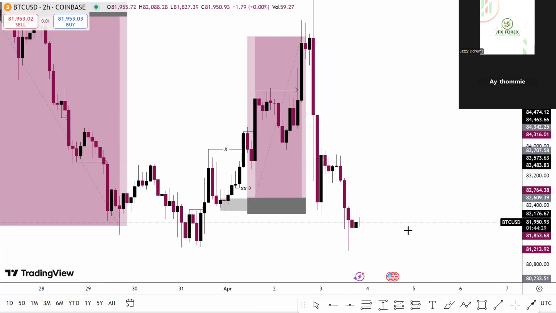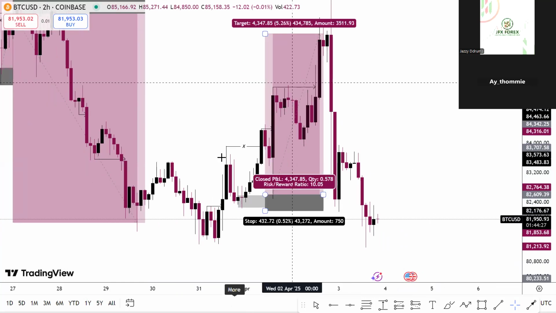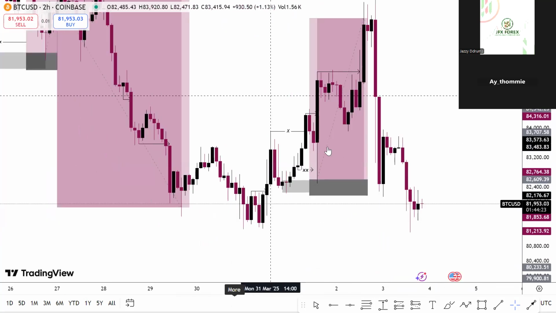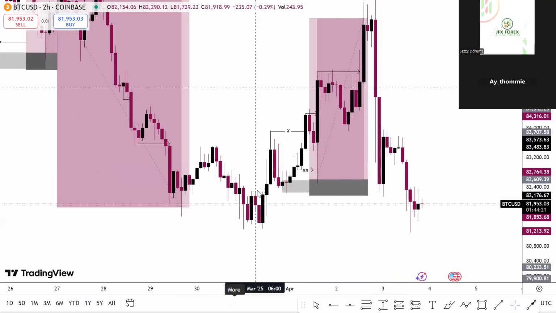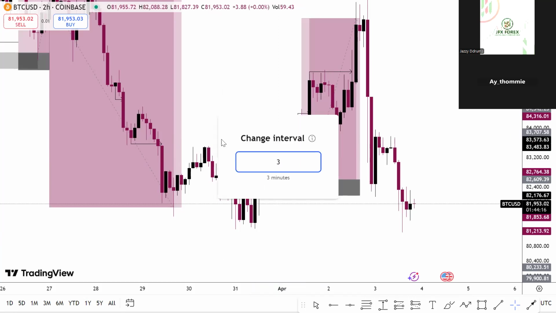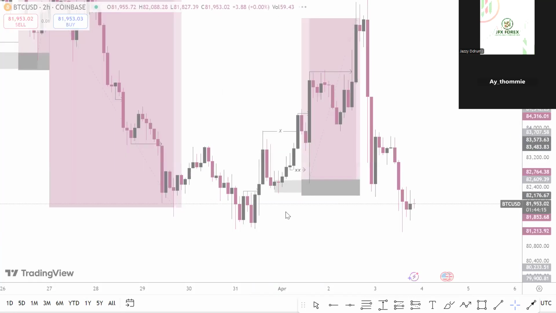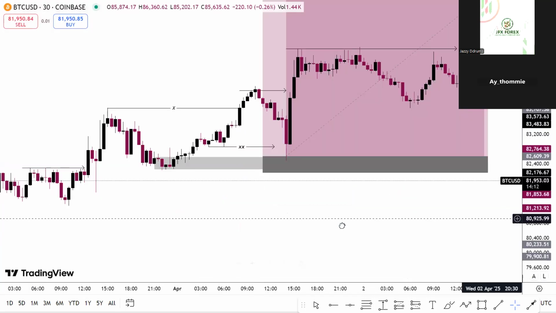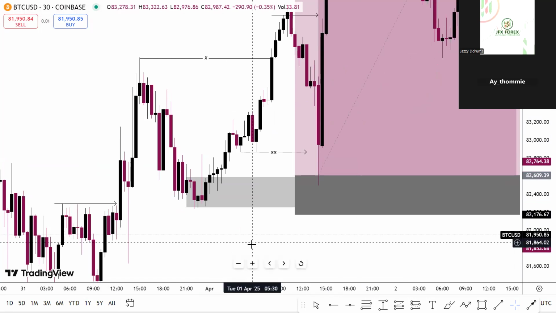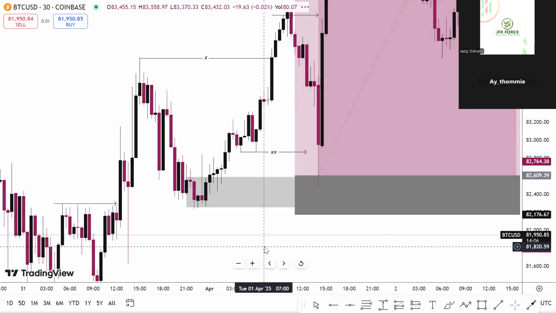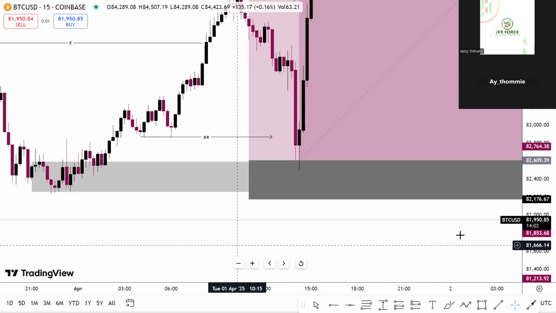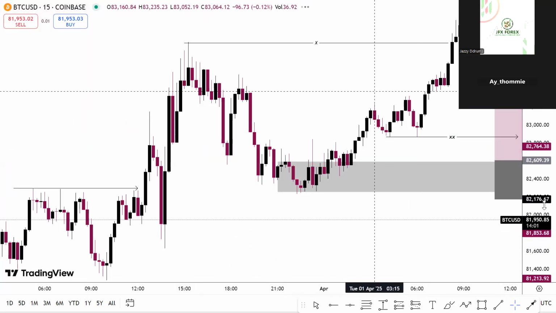Now, once you have your major break of structures on the hourly time frame, let me use this particular trade as an example. This is my major break of structure. Now let's go to 30 minutes to spot out our minor break of structures before we look for an inducement. Let's go to 15 for a clearer one. And if it's not clear enough, we'll go to 5.